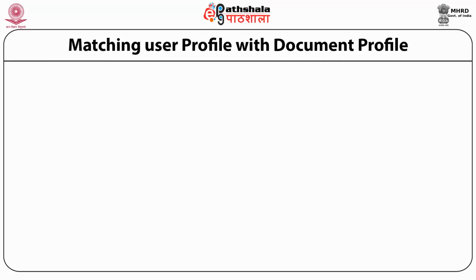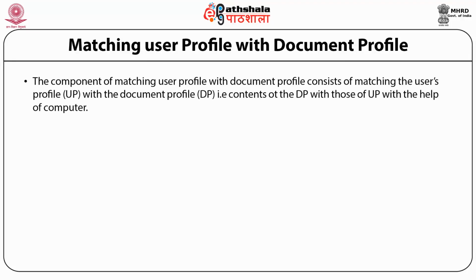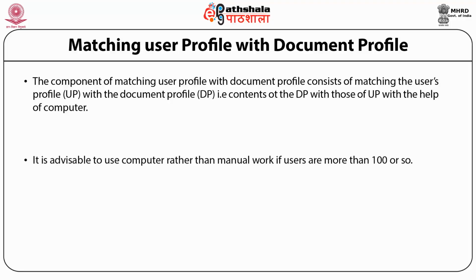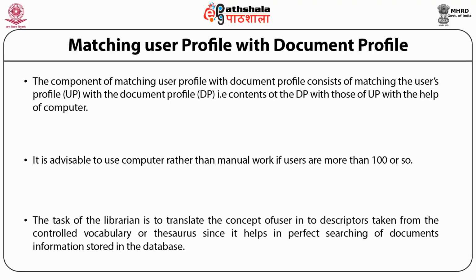Matching user profile with document profile. This component consists of matching the two profiles, that is, the contents of the document profile with those of user profile with the help of computer. It's advisable to use computer rather than manual work if users are more than 100 or so. The task of the librarian is to translate the concept of user into descriptions or descriptors taken from controlled vocabulary or thesaurus, since it helps in perfect searching of documents information stored in the database.